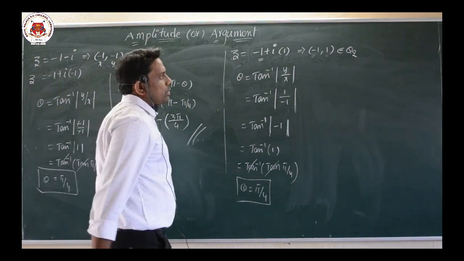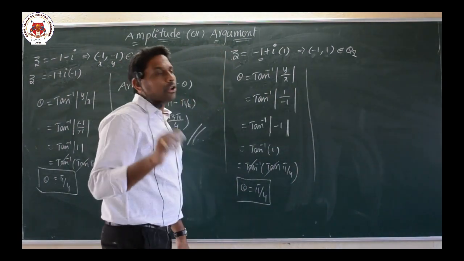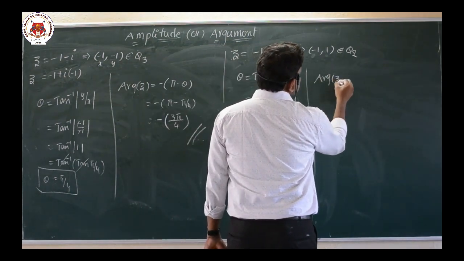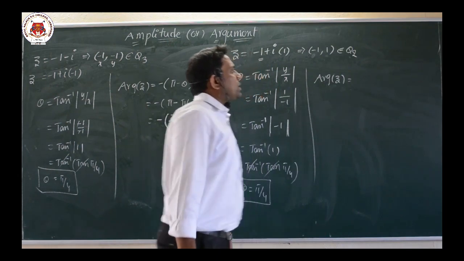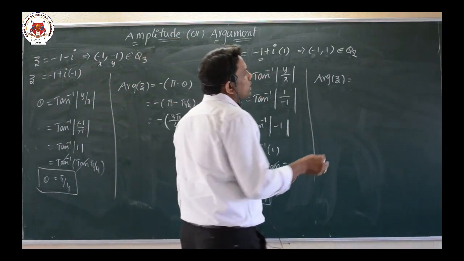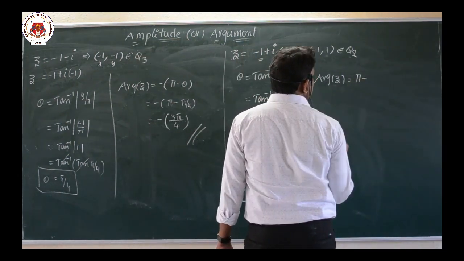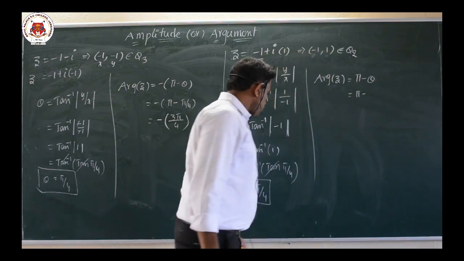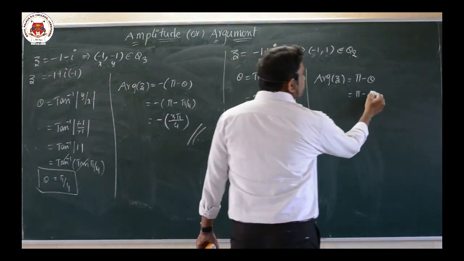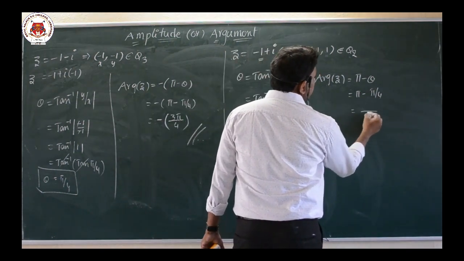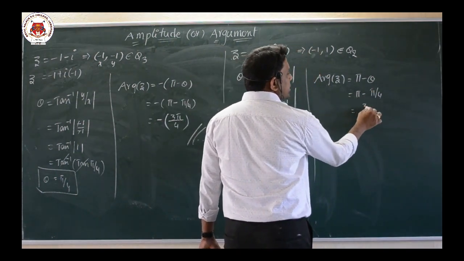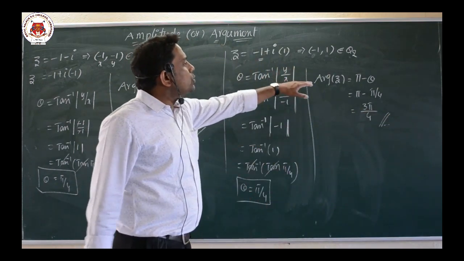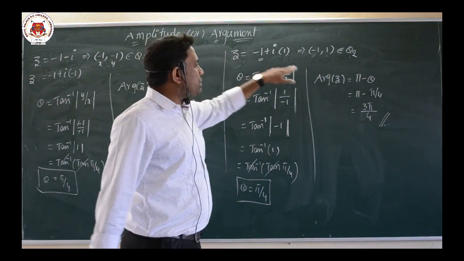But I don't want theta, I want the argument or amplitude. This complex number is in the second quadrant. Students, if it is in the second quadrant, then the argument formula is pi minus theta. So pi minus pi by 4. Doing the LCM, 4 pi minus pi is 3 pi by 4. So the argument of this given complex number is 3 pi by 4.